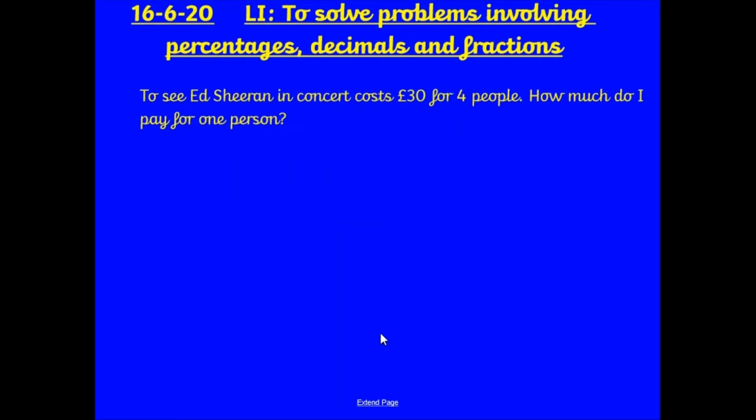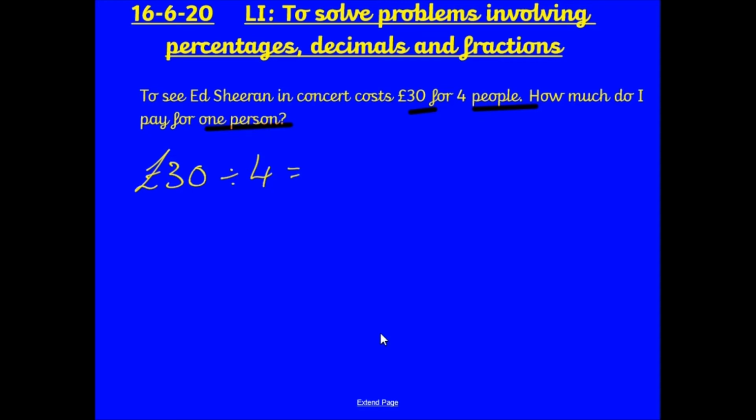Let's have a look at this next question, where I'm going to be looking at decimals, and you'll see why in a minute. So to see Ed Sheeran in concert costs £30 for 4 people. How much do I pay for 1 person? There's my important information. So I've got £30, and that's for 4 people, and I need to find out for 1 person. So it's £30 divided by 4. Again, multiple ways of working this out. Divided by 4, so you can half and half again.